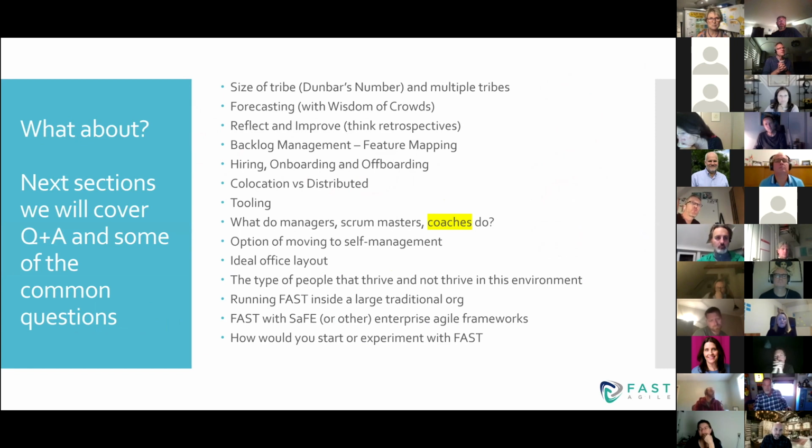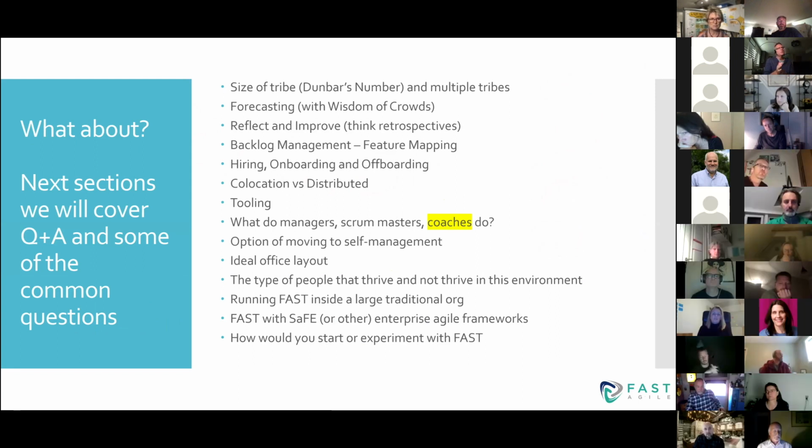We saw the size of the tribe already come up. So how do you forecast? What about retrospectives? How do we manage a backlog? Hiring, can it be distributed? What about tooling? What happens with the managers, Scrum Masters, and roles? Coaches, I can answer that really quick. I'd say one coach per tribe, and that's all you need. And you don't need Scrum Masters.